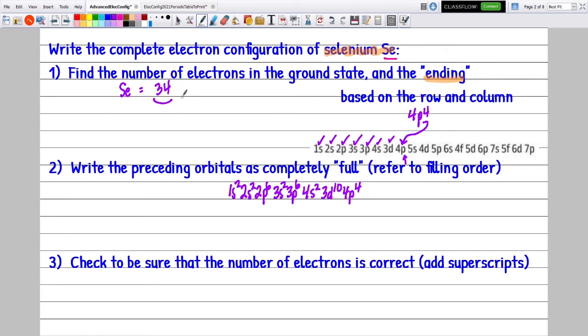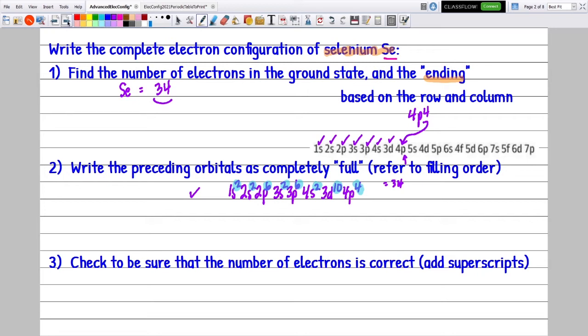Let's see if these superscripts add up to 34. Let's add these up. 2 plus 2 plus 6, that's 10. Plus 2 plus 6 plus 2, that's another 10. These 10 right here add up to 30, plus another 4, that is 34. And so there you go. This is the correct electron configuration of selenium.